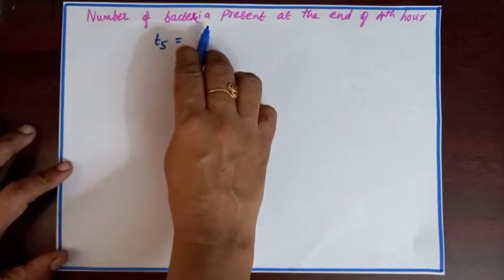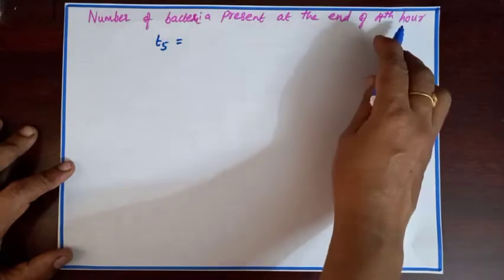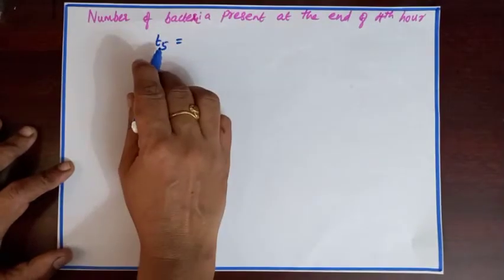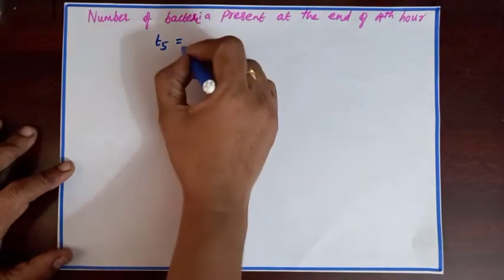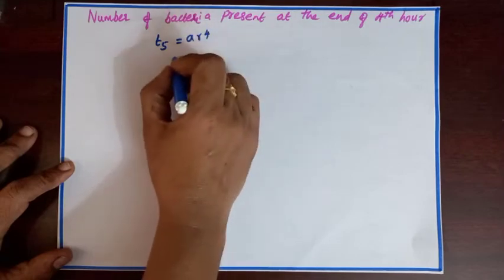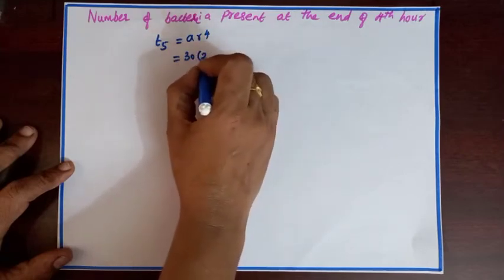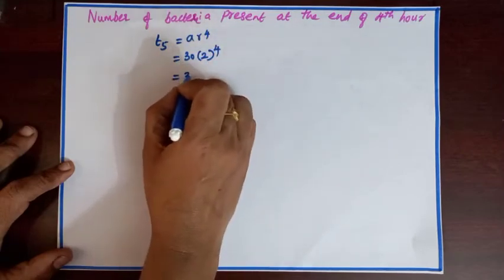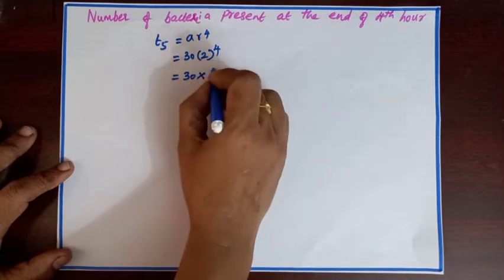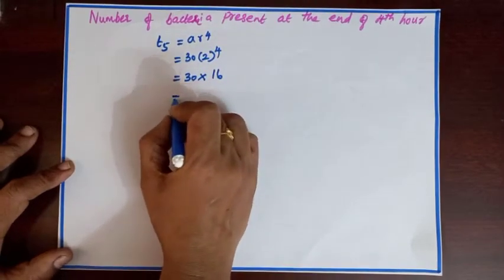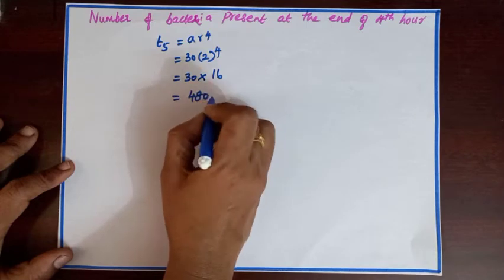Next, the number of bacteria present at the end of the fourth hour. That is T5. T5 is equal to ar power 4. a is 30, r is 2, 2 power 4 is 16. 30 into 16 is 480.